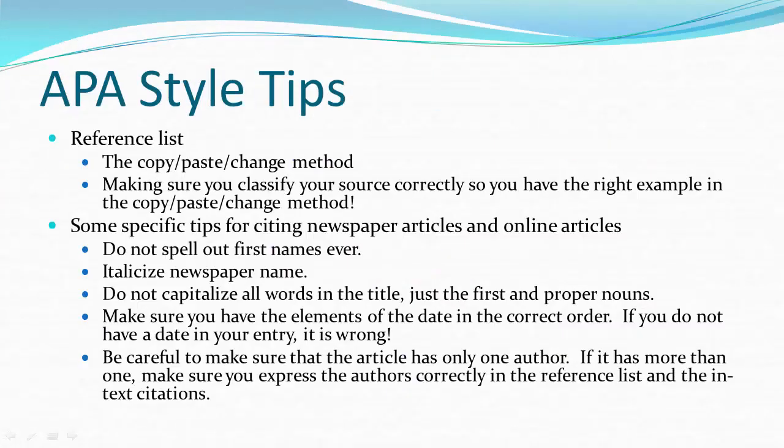So here are just some overarching APA style tips. Try to use this copy, paste, change method, but again, get the right kind of source or it won't look right. Also, some specific tips for newspaper articles and online articles. But this first tip is: do not spell out first names ever of authors. That's the truth. It doesn't matter how beautiful your first name is, you're never going to see it as an author in APA style.